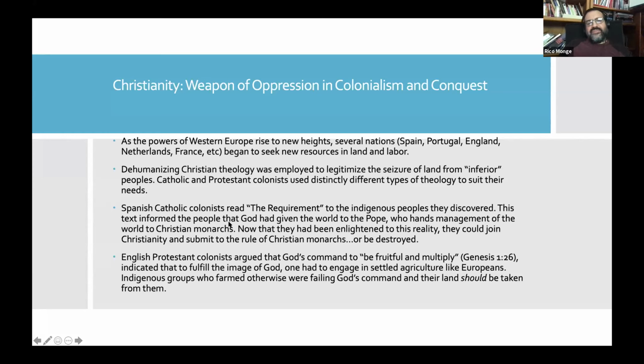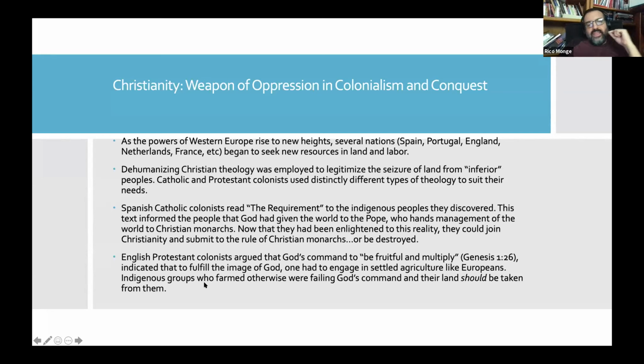This text informed the people that God had given the world to the Pope. The world. You show up, hey, you know what? The world actually belongs to the Pope. We're letting you know. And now you have the chance to rationally submit to this, be enlightened to this, or show yourself to be subhuman by resisting it and be destroyed. All the men murdered. I mean, literally, the document would say, "We will kill all of you males and enslave your women and children, as God would have it."